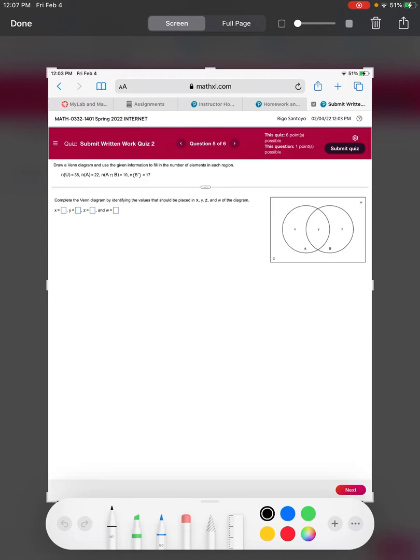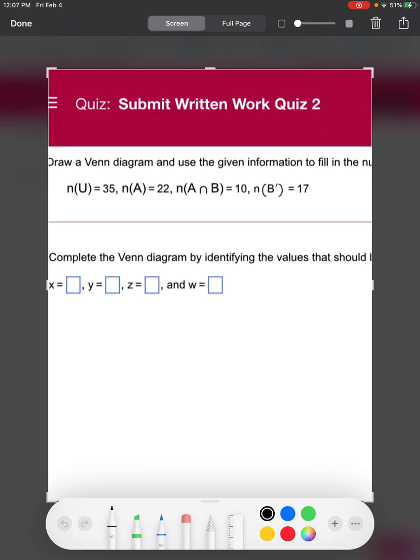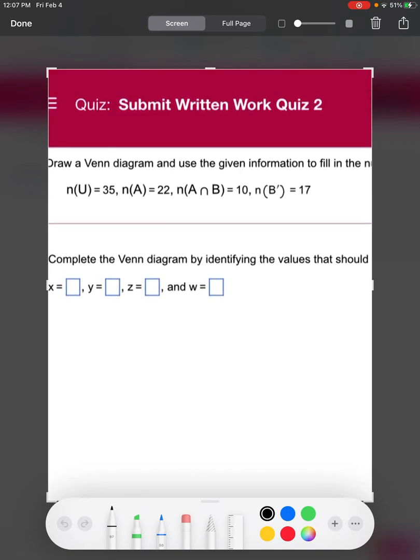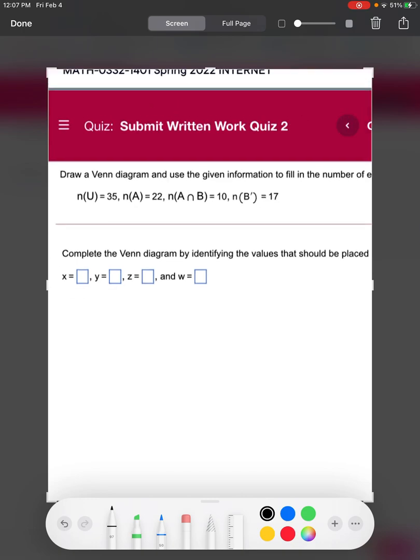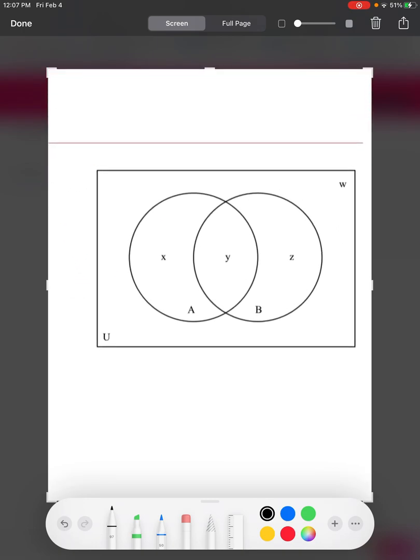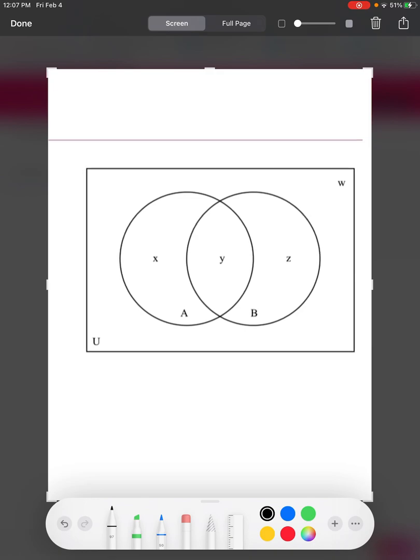All right, so let's take a look at this example here. It wants us to draw a Venn diagram and use the information that's given to fill in what X, Y, Z, and W are. A really nice problem here. This is what it tells us. All right, it gives us this information. And also the great thing is that the Venn diagram is already drawn for us as well, so we just have to fill these things in.